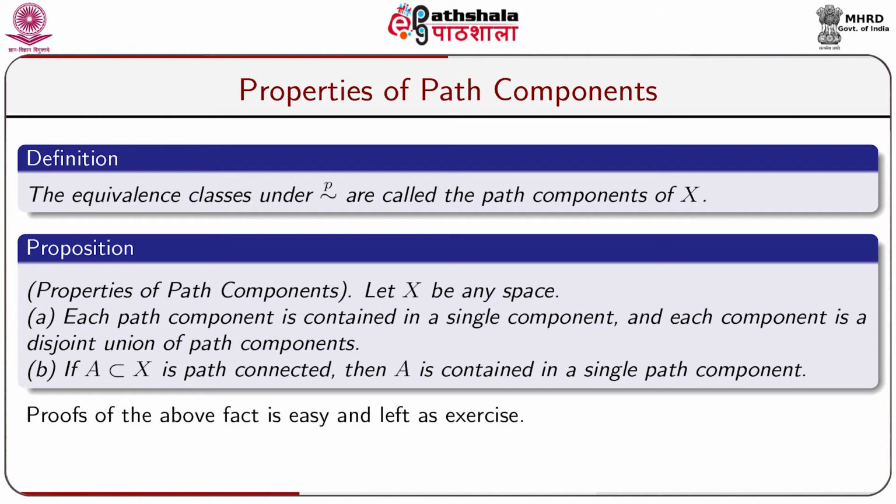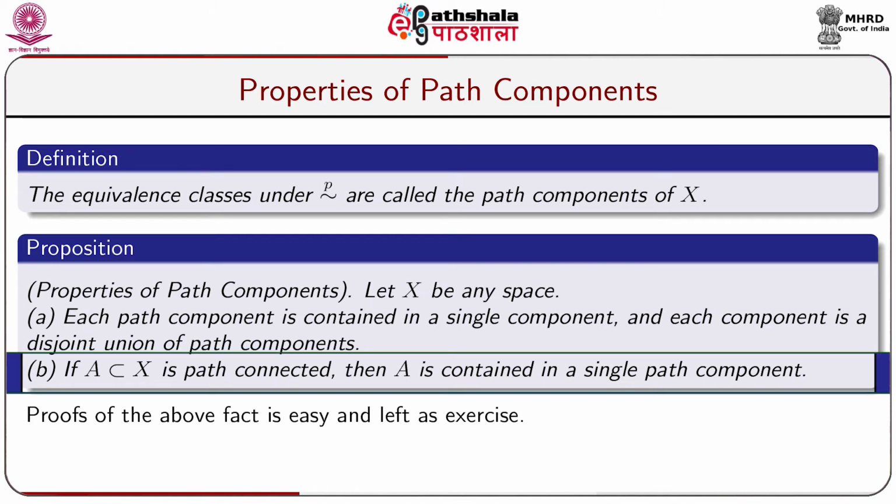Now let us prove that each component is a disjoint union of path components. If a component is already a path component, then there is nothing to prove. Now if the component is not path connected, then by the path connectivity relation we get different equivalence classes on this. Then these equivalence classes become path connected. So every component can be expressed as a disjoint union of path components.